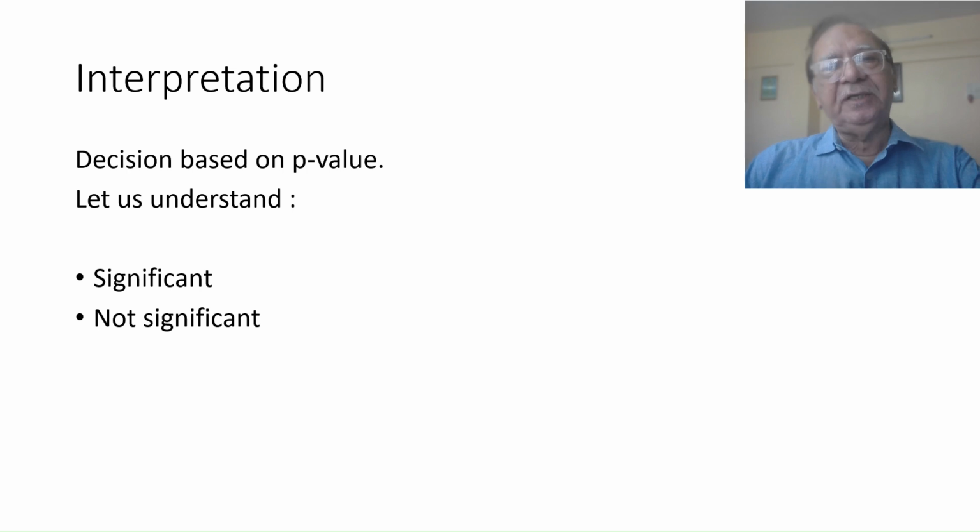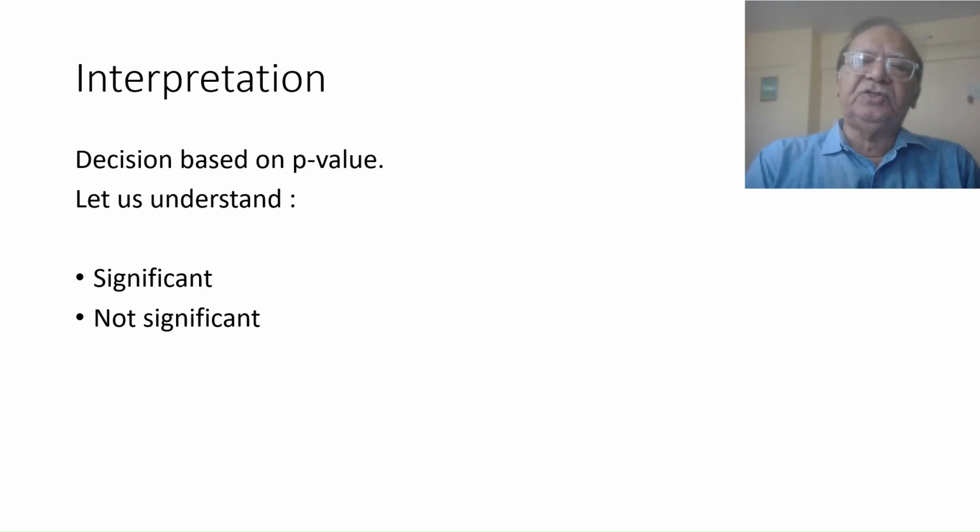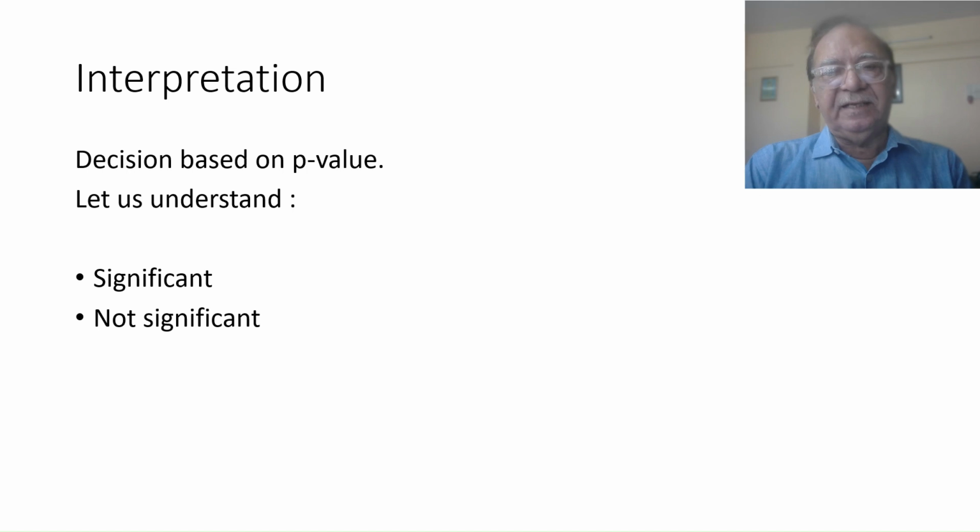Conventionally, if the significance value is less than 0.05, in the social sciences we say it is statistically significant, meaning we reject the null hypothesis and accept the alternate hypothesis. If the significance value is more than 0.05, we accept the null hypothesis.